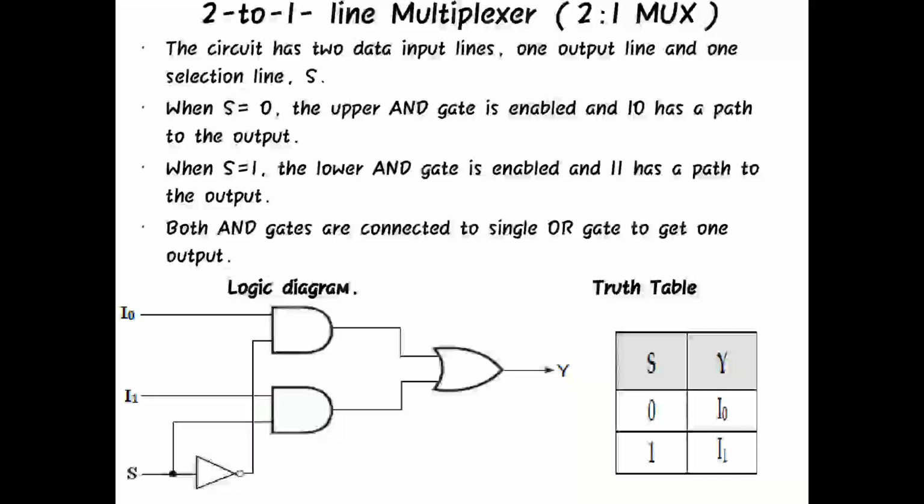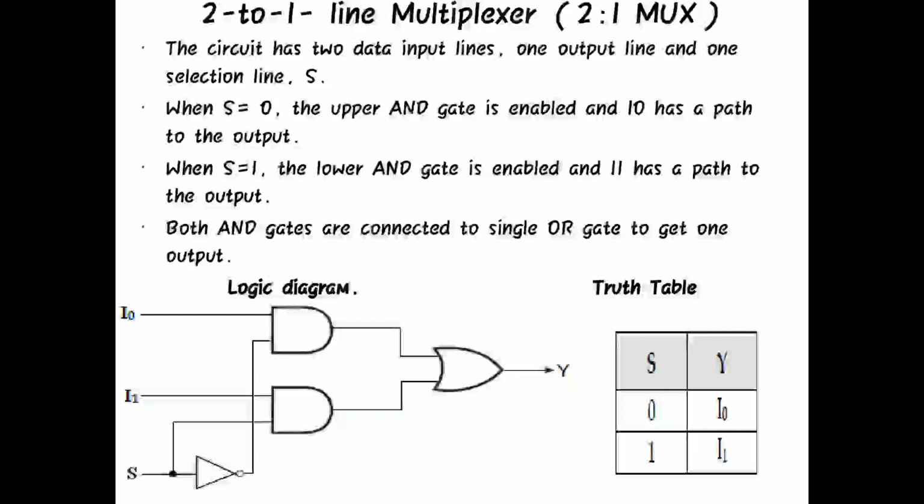So the working of this: when S is equal to 0, remember, the upper AND gate is enabled. Means what? The upper AND gate is activated. What is S here? Select input. When the select input is 0, the input is from the NOT gate, as you can see. So when S is equal to 0, the upper AND gate is enabled or activated, and the I0 path is the output. So what will be the output? I0, as you can see in the truth table. When S is 0, Y is equal to I0.